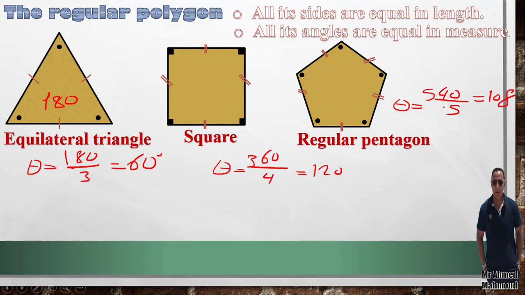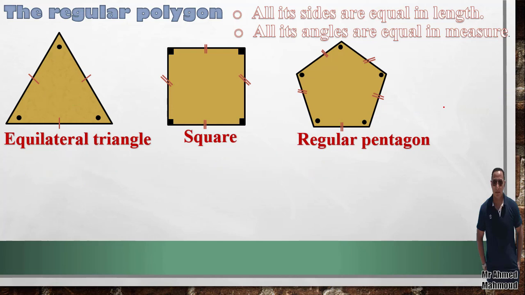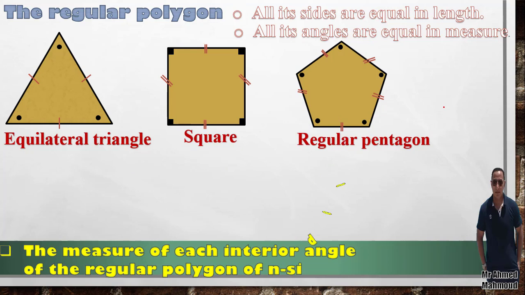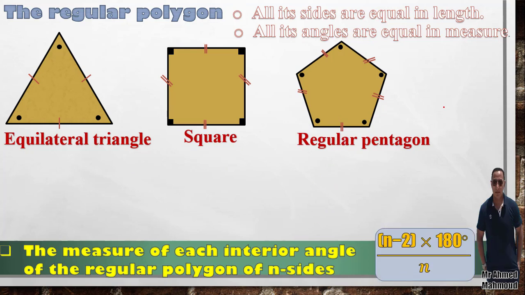Okay, now it's better to use the following rule to evaluate the measure of each angle. The rule is: the measure of each interior angle of a regular polygon of n sides equals n minus 2 times 180 over n. Again, n minus 2 times 180 over n. Don't forget over n. It looks like the rule of the sum, but over n.